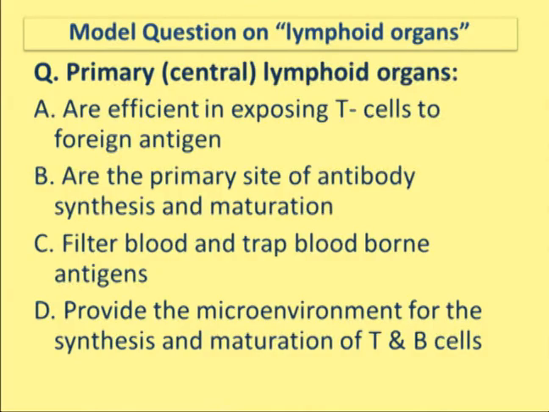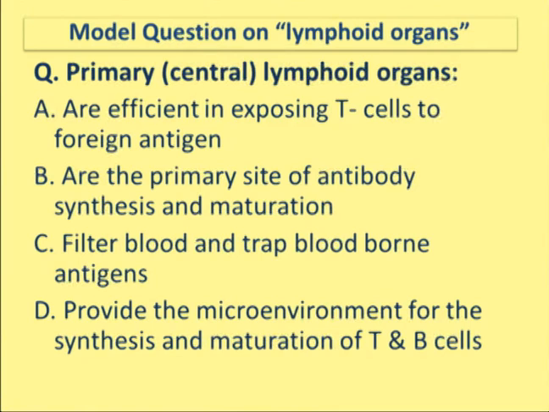The first one is primary lymphoid organs, second one is secondary lymphoid organs. Primary lymphoid organs are also called central lymphoid organs, and secondary lymphoid organs are also called peripheral lymphoid organs. Now there is a basic distinction between the primary lymphoid organs and secondary lymphoid organs. Let me make it clear.